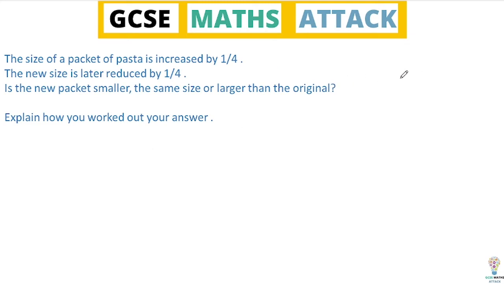Okay, so this is going to be a typical GCSE question that I've seen cropping up. I've seen it in fractions. I've seen it in percentages as well. So let's have a little read of what it's asking us to do. So the size of a packet of pasta increases by a quarter. The new size is later reduced by a quarter. Is the new packet smaller or same size or larger than the original? Explain how you worked out your answer.